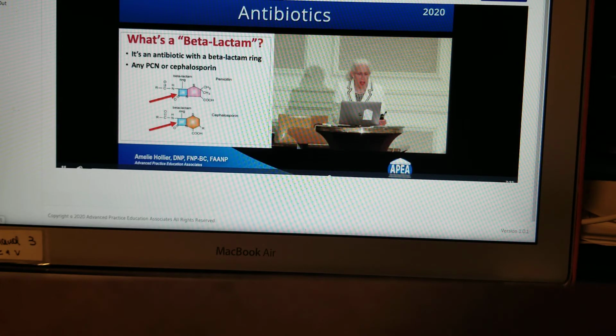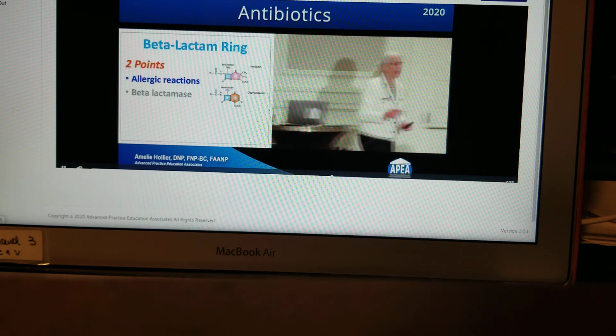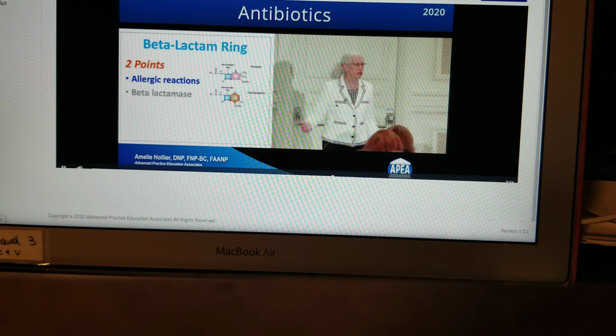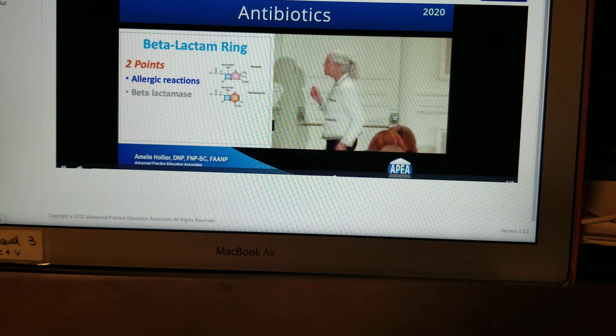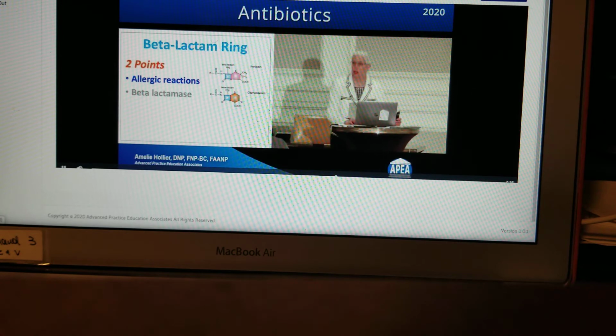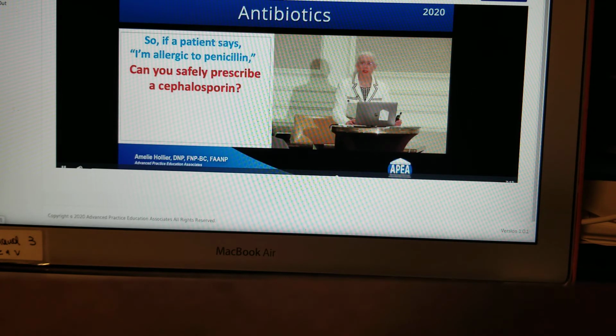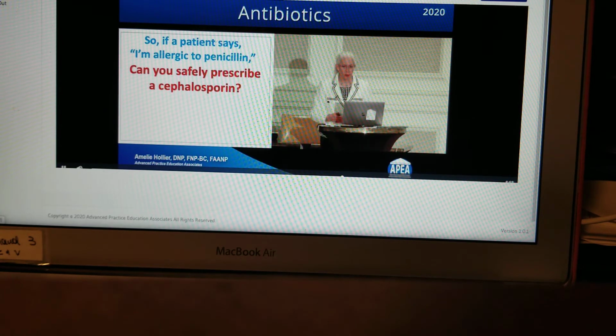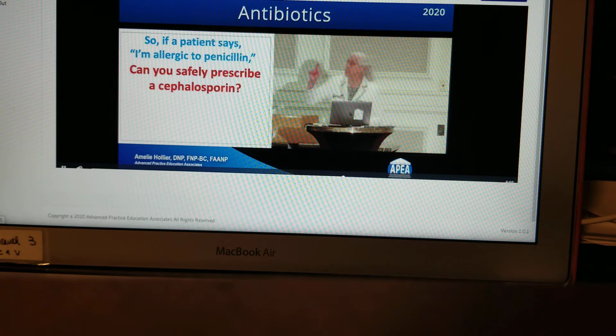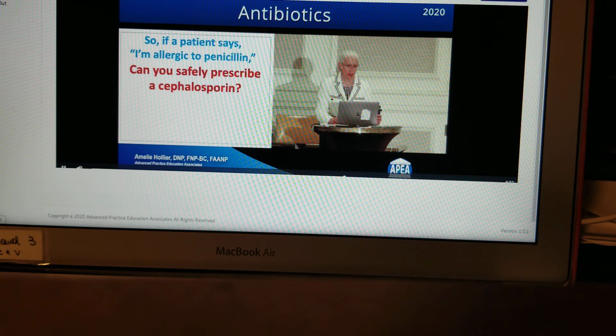Now, why do you even need to know about the beta-lactam ring, that blue box? Well, if you're ever going to sign your name on a prescription for a cephalosporin or penicillin, you've got to know about the blue box. And the first reason you must know about the blue box is because of allergic reactions. So listen, you're going to be in your exam room, and you're going to want to give a patient a penicillin or a cephalosporin, and the patient is going to look at you and say, I'm allergic to penicillin. The real question is, can you give that patient a cephalosporin? And the answer is, it depends. And let me show you what it depends on.